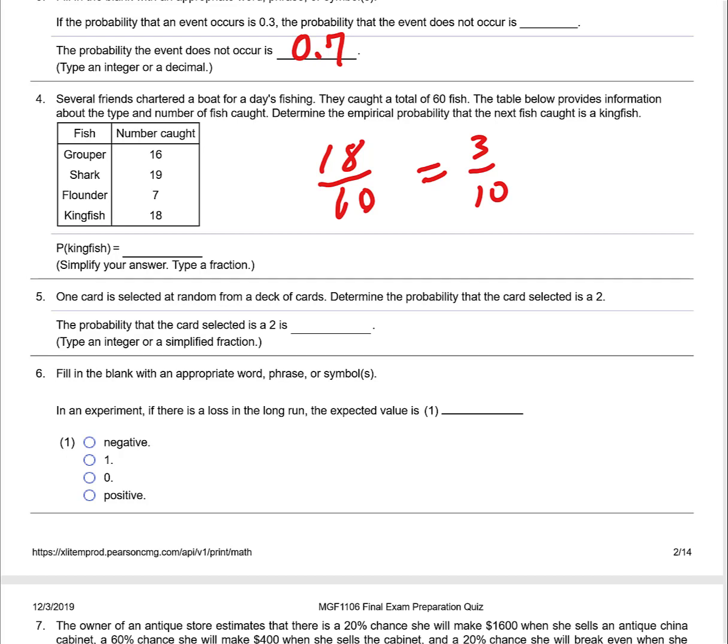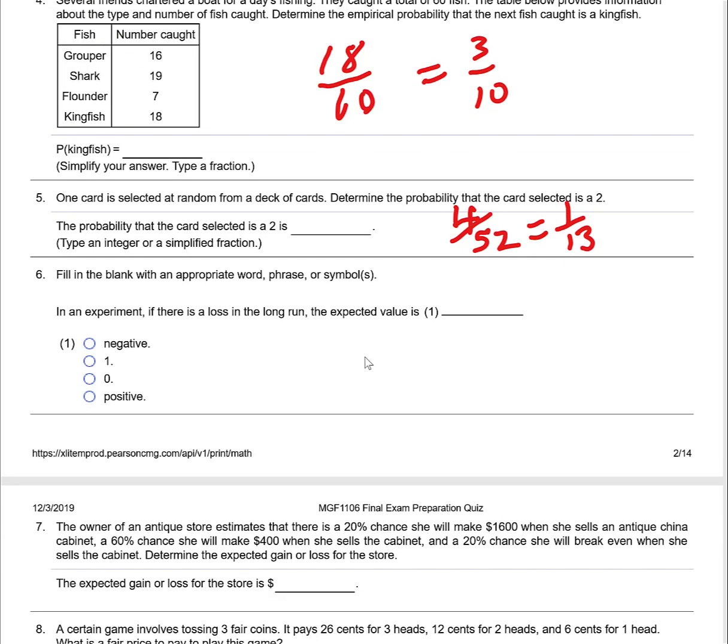One card is selected at random from a deck of cards. Find the probability that the card selected is a 2. So we know in a deck of cards there are 4 2s, so this is going to be 4 over 52, which I can simplify to 1 over 13. In an experiment, if there is a loss in the long run, the expected value is, and that's going to be negative.